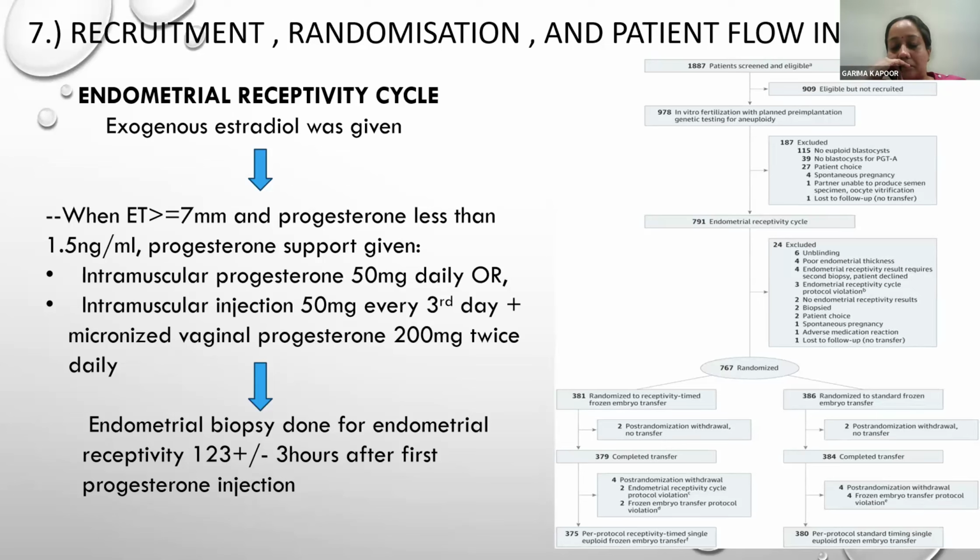Once the participants were randomized into their respective groups, the endometrial receptivity cycle was started. In the endometrial receptivity cycle, exogenous estradiol was given, and when the endometrium was at least 7 mm thick and the progesterone was less than 1.5 nanograms per ml, progesterone support was given, either intramuscular progesterone 50 milligrams daily, or intramuscular injection of 50 milligrams every third day plus micronized progesterone. Then the endometrial biopsy for endometrial receptivity was done 123 plus or minus 3 hours after the first progesterone injection.